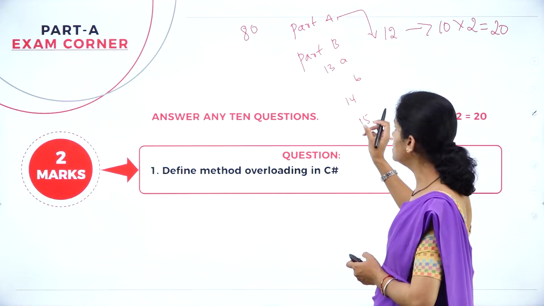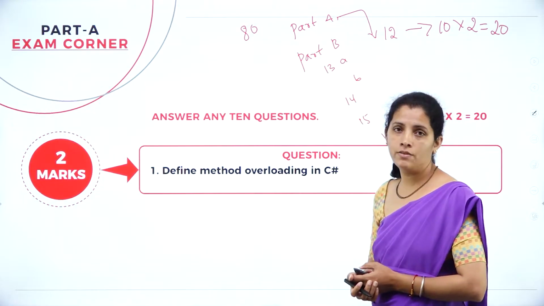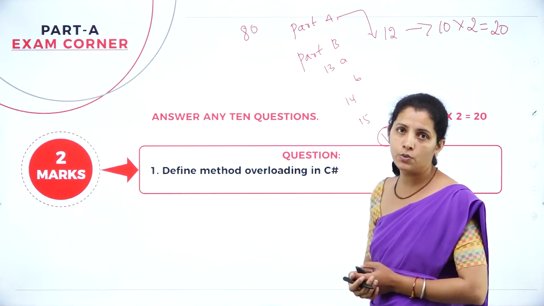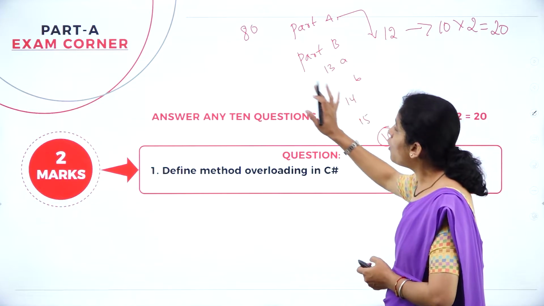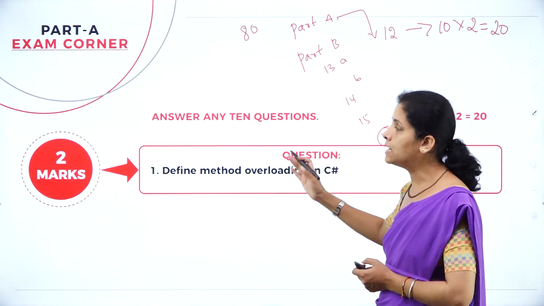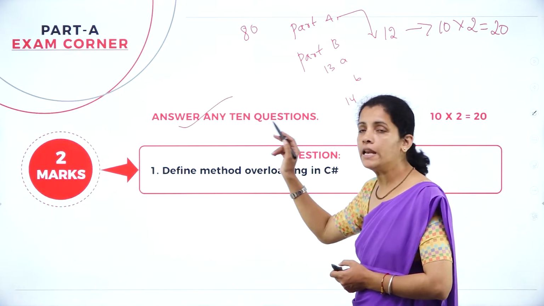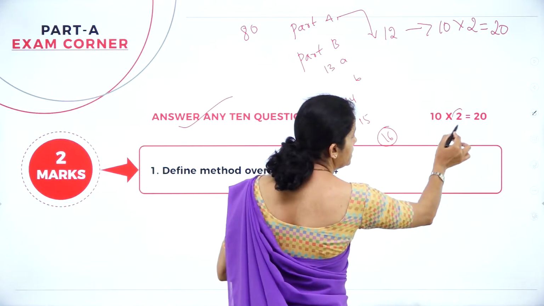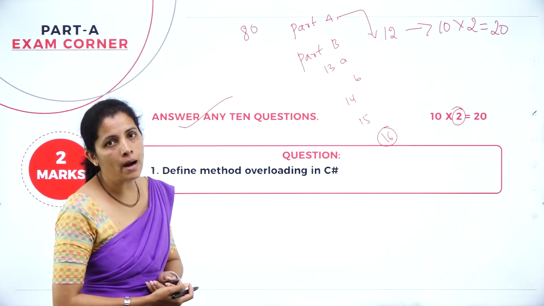Even if I consider the 14th question, same pattern. Even if I consider the 15th question, same pattern. Even if I consider the 16th question, same pattern. Okay. Now, this is all about the question paper. Now, dear student, if I consider part A, see here, answer any 10 questions. And it carries 2 marks. 10 into 2, it is 20 marks.